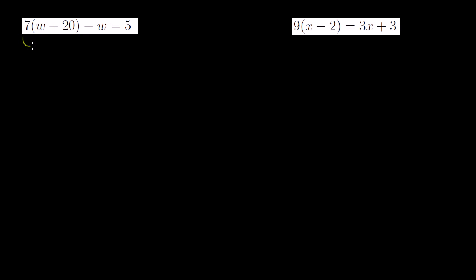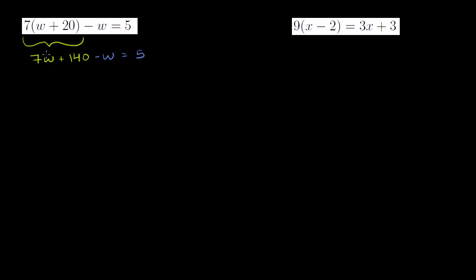So this 7 times w plus 20, I can rewrite as 7w plus 7 times 20. Remember, distributive property. So plus 140. And then we have this minus w is equal to 5. I just rewrote this part right here. I just distributed the 7.